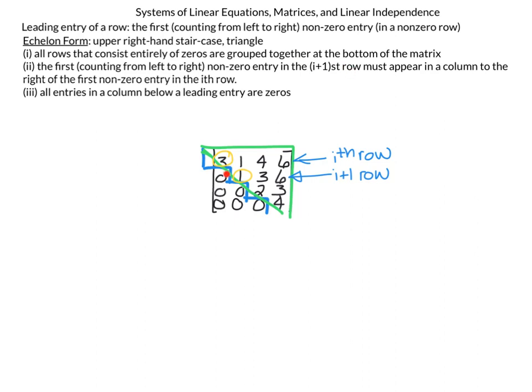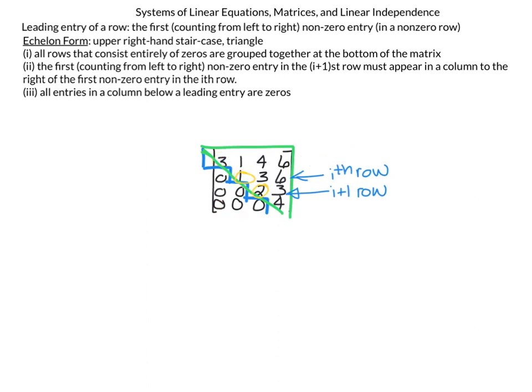The first, counting from left to right, going this way, non-zero entry in the i plus first row, so let's just take this as our i plus first row, the second row, must appear, and let's see, the first non-zero entry is this yellow one in the i plus first row. So that's this yellow that I circled, the number 1. And this number 1 must appear in a column to the right of the first non-zero entry in the ith row. So here's the first non-zero entry in the ith row, and this entry must appear in a column to the right of this entry. And it does. It's in the second column instead of the first column.